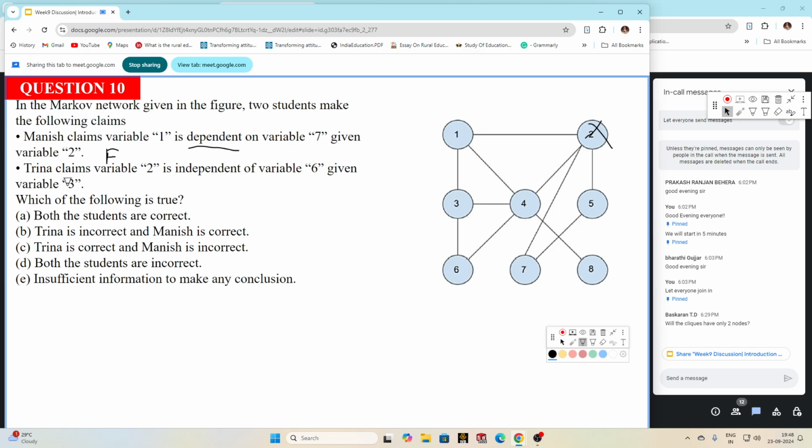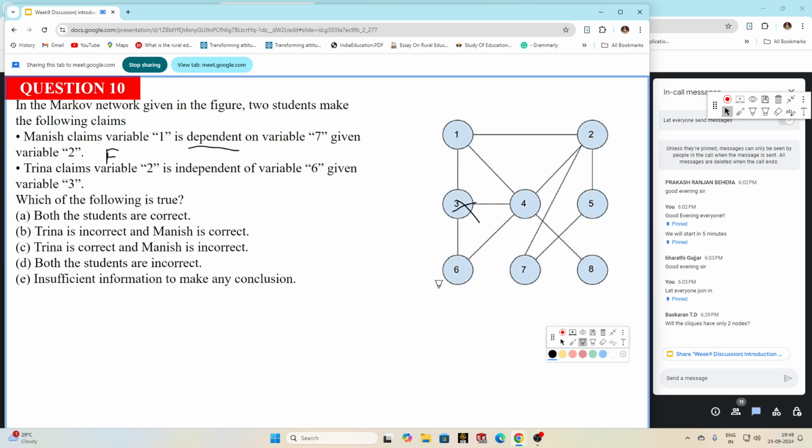Now what about Trina? Let me erase this. Trina claims that 2 is independent of 6, given 3. Sorry, 3 is given. Given is 3. That means 3 is blocked. So 2 is independent of 6 given variable 3.